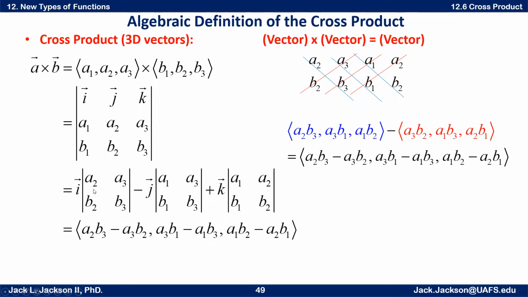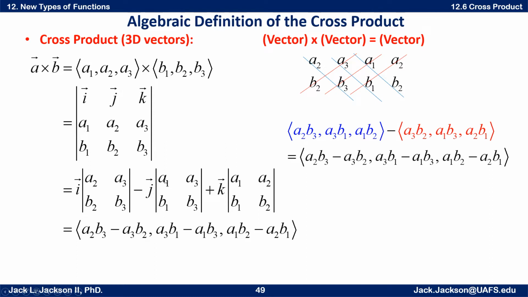So now we just remember how this works. Well, this determinant is your i component, which I'm going to go ahead and write back with this notation here rather than the i's, j's, and k's. So that determinant is this right here, this determinant is here, and this determinant is here. So what do you get? You get A2 times B3 minus A3 times B2.